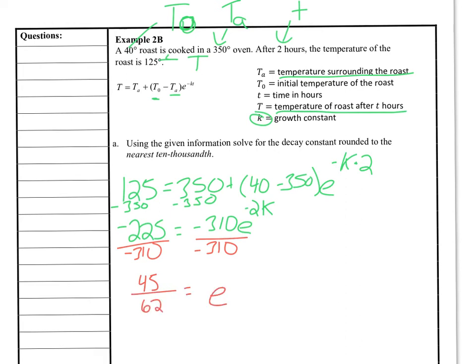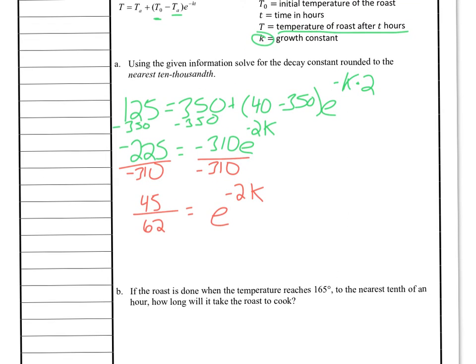Equals e to the negative 2k. And now I have the variable as the exponent. I can't solve for it the way that it is, so I'm going to change this to log form. So this is going to be log, base stays the base. The log will always equal whatever the exponent is, so it's going to equal negative 2k, which means that the 45 over 62 has to end up inside here.